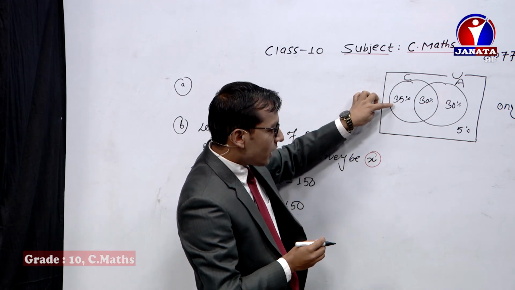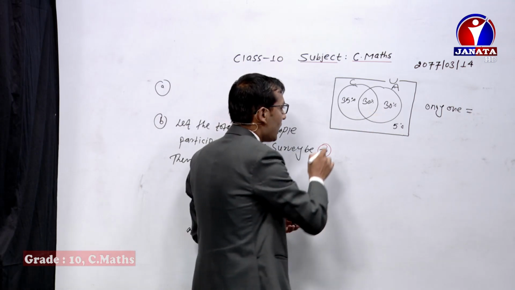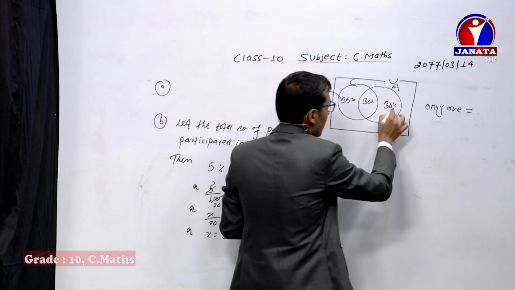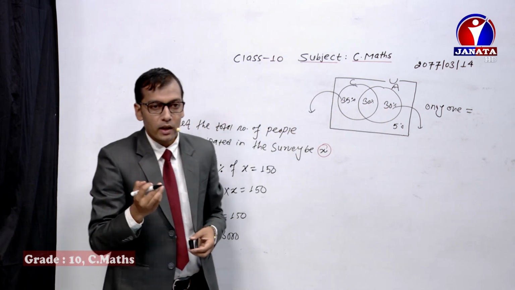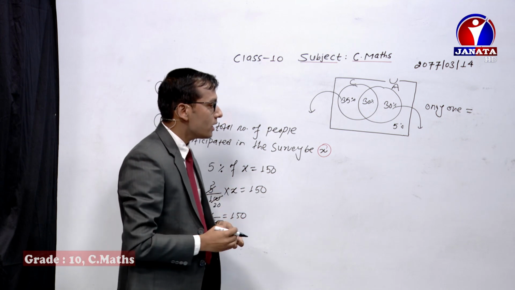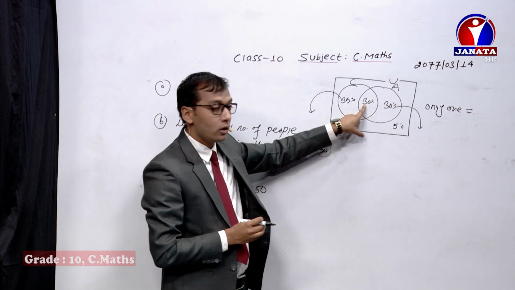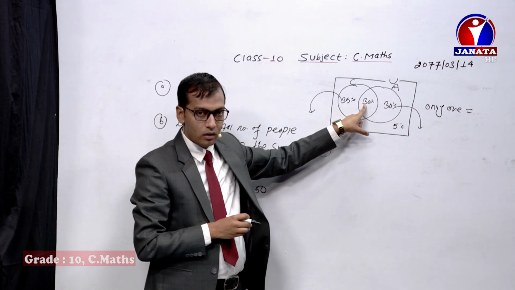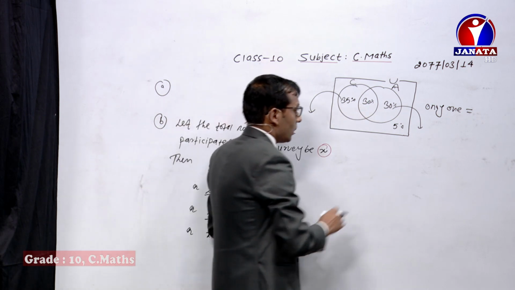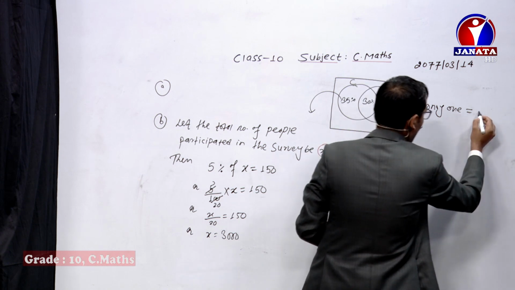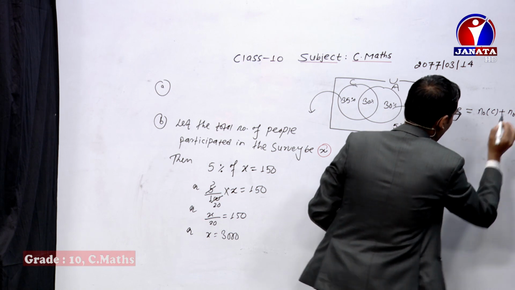So either it can be N only C, or it can be N only A. So we can add only these two pieces of information, 35% and 30%, because the meaning of only one is exactly one. So there are two possibilities, either N only C or N only A, but we cannot add the 30% intersection, because 30% of them like both types of movies. So this is N only C plus N only A.